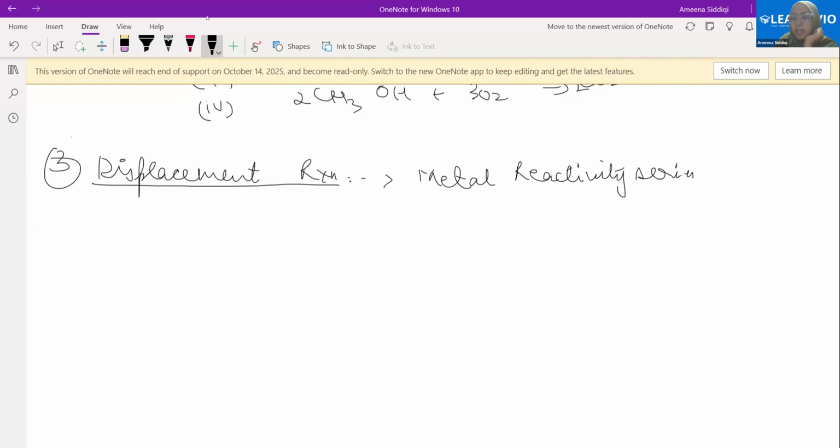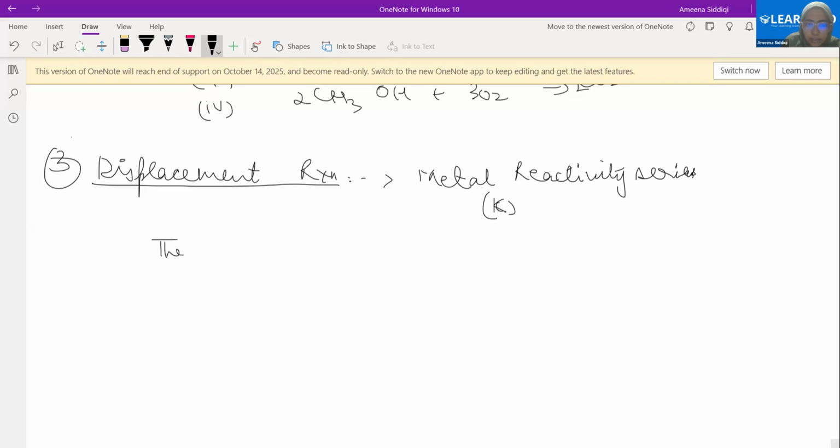You are aware of the metal reactivity series? Yes, ma'am. Basically, metals are arranged in the order of decreasing reactivity. Which is the most reactive? See what really happens in this type of chemical reaction, beta?